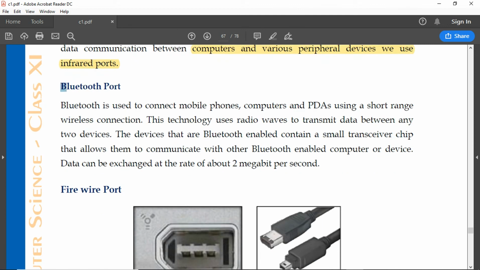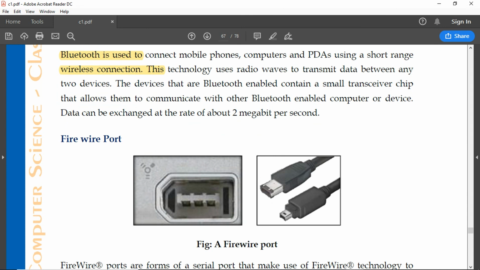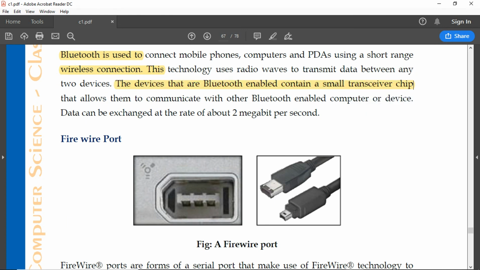Bluetooth port. Bluetooth is used to connect mobile phones, computers and PDAs using a short-range wireless connection. This technology uses radio waves to transmit data between any two devices. The devices that are Bluetooth-enabled contain a small transceiver chip that allows them to communicate with other Bluetooth-enabled computers or devices. Data can be exchanged at the rate of about 2 megabits per second.